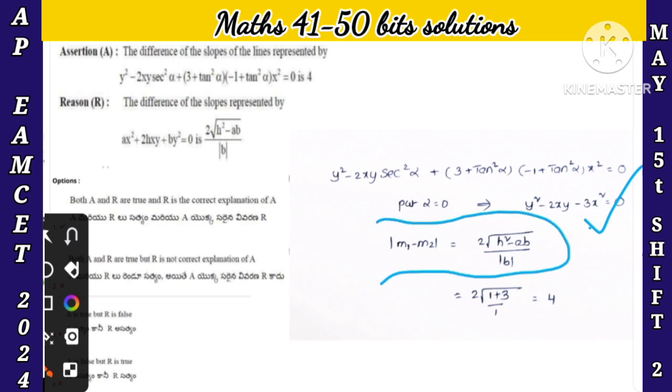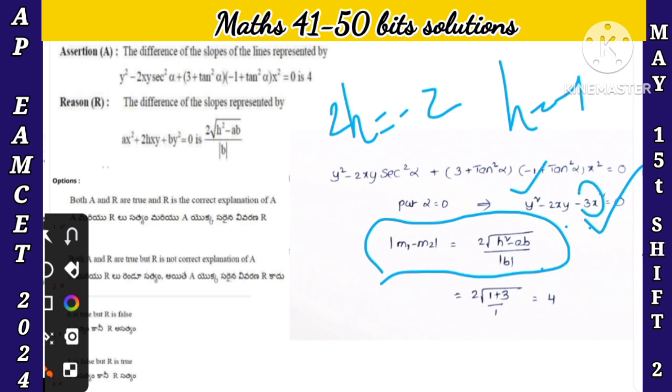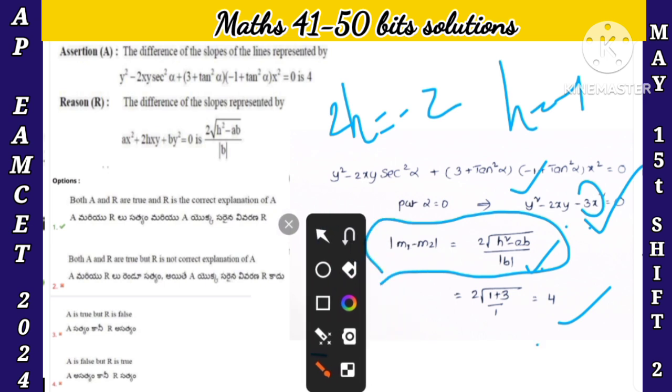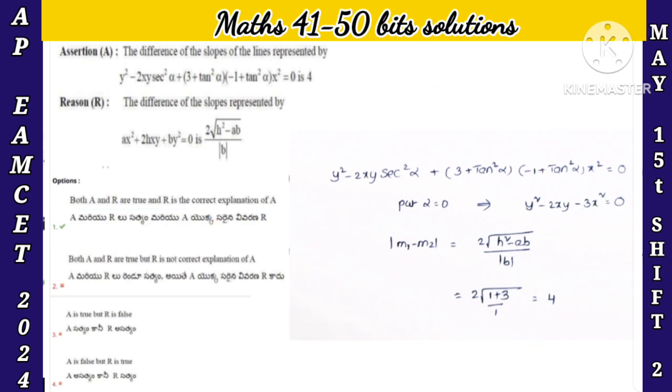Now take the formula: mod m1 minus m2 is equal to 2 root h square minus ab over mod b. Here 2h is equal to minus 2, which means h is equal to minus 1. a is equal to minus 3, b is equal to 1. Replace the values. Then you get the answer is equal to 4. Yes, answer is equal to 4 is the correct option. So the option is: both A and R are true and R is the correct explanation of A. Understand? The formula is correct. At the same time, the answer is also correct.